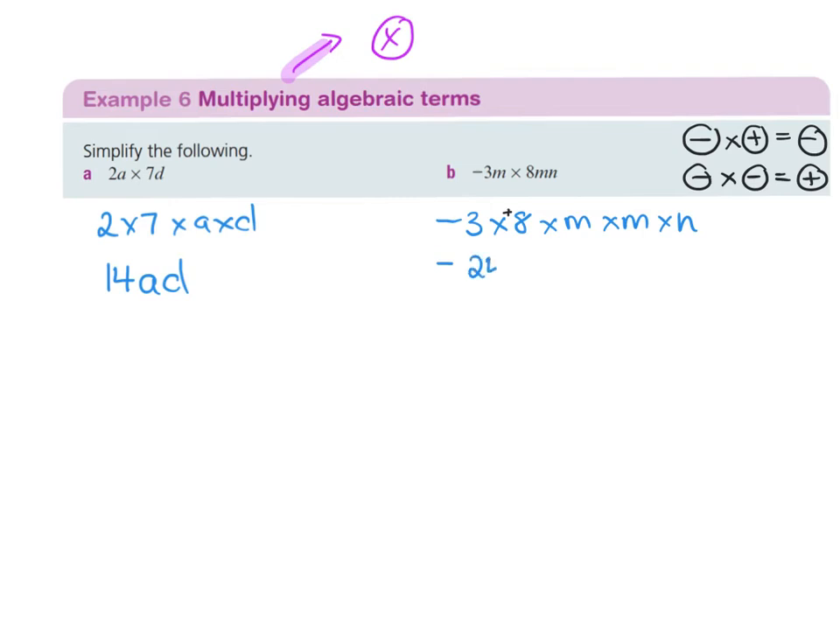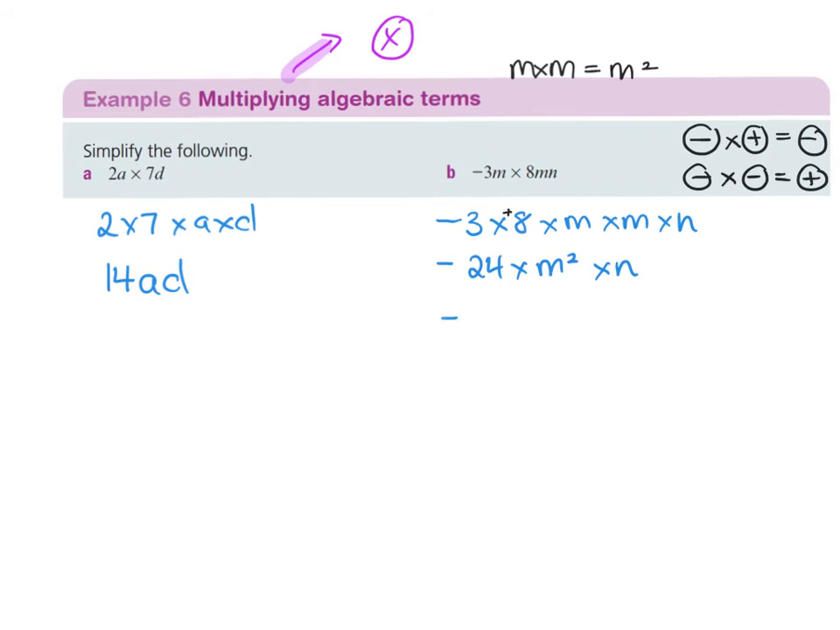Good, 24. So then, does anyone know what happens when I write M times M? Excellent, well done. That means M squared. So I can write times M squared here times the N, because there's no other N's.